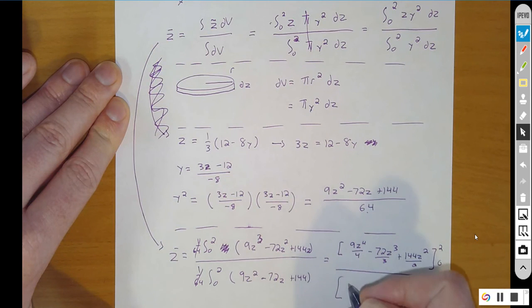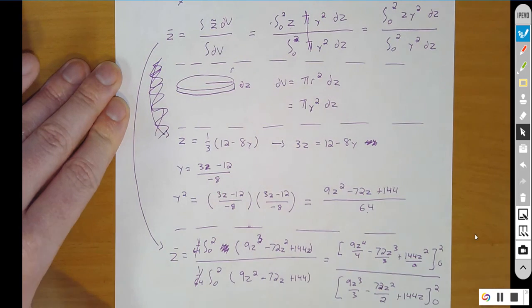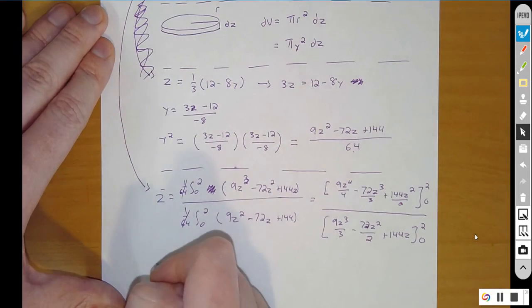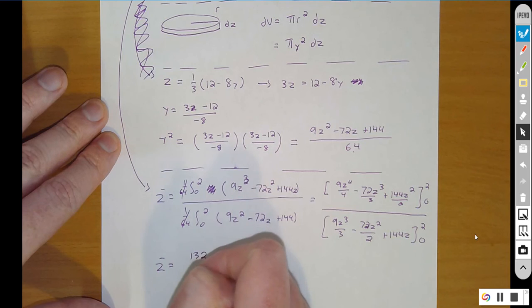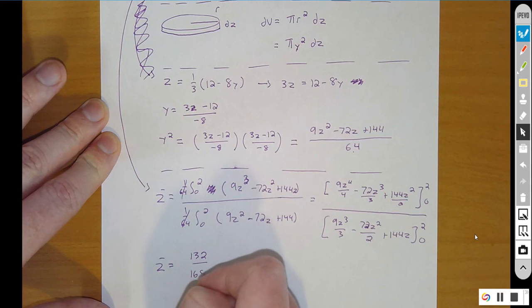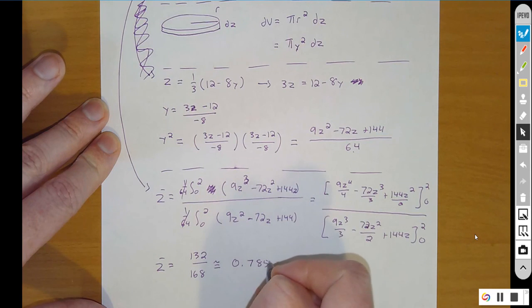Down here, we get 9z cubed over 3 minus 72z squared over 2 plus 144z, all from 2 to 0. Once you do all of that math, you should find that you have 132 over 168, which simplifies down to 0.7857 feet.